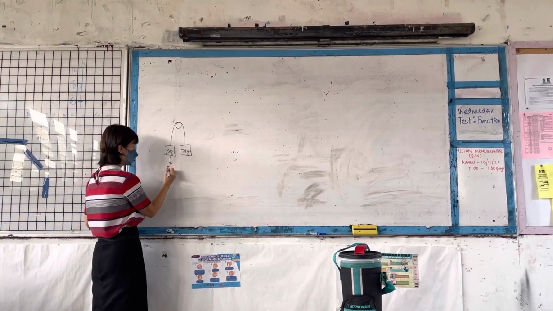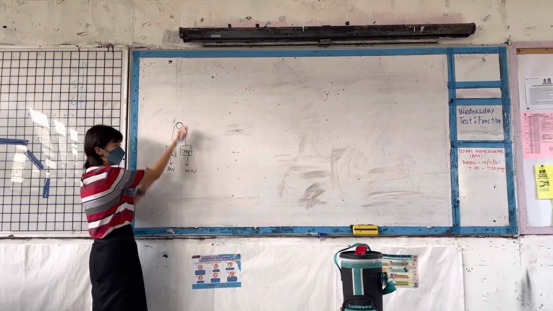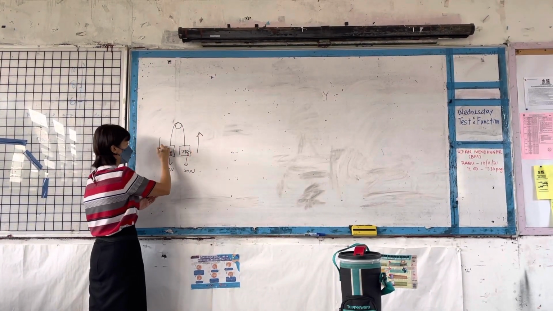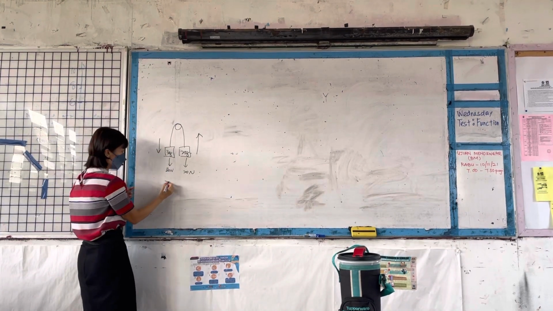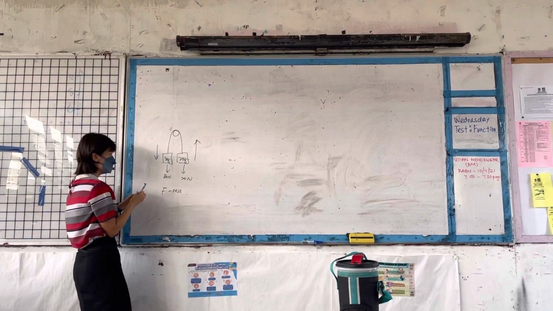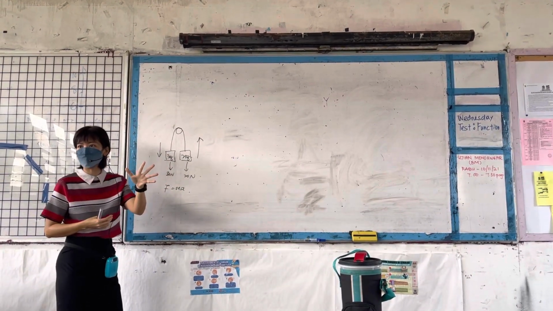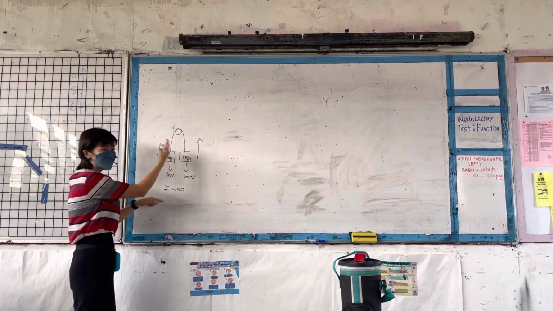So you know that this one will be 30 Newton, this one will be 20 Newton, and the whole thing will move in this direction. This one goes up, this one goes down. Okay? So F equals ma. What is your net force? You know that the force is definitely not going to be 50, right? It will be 10, because they are in different directions.